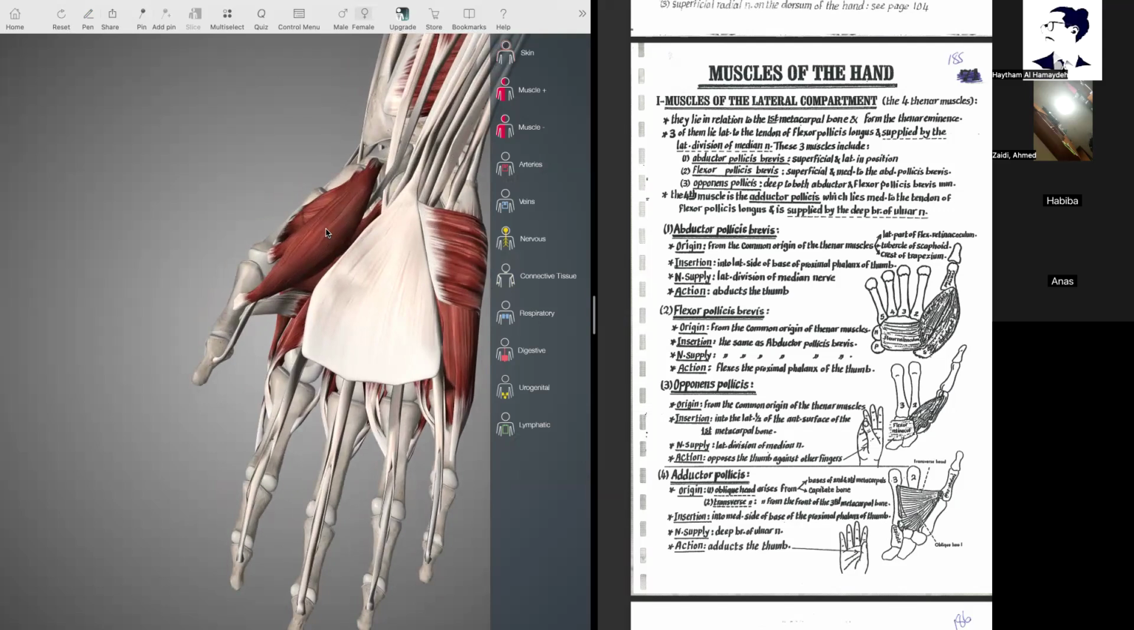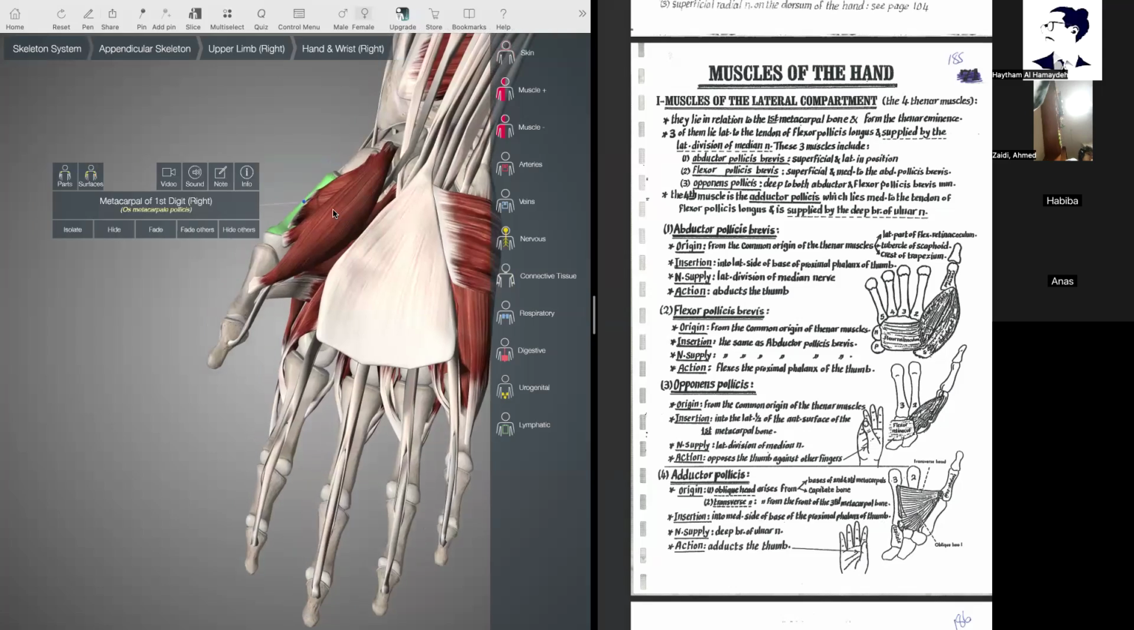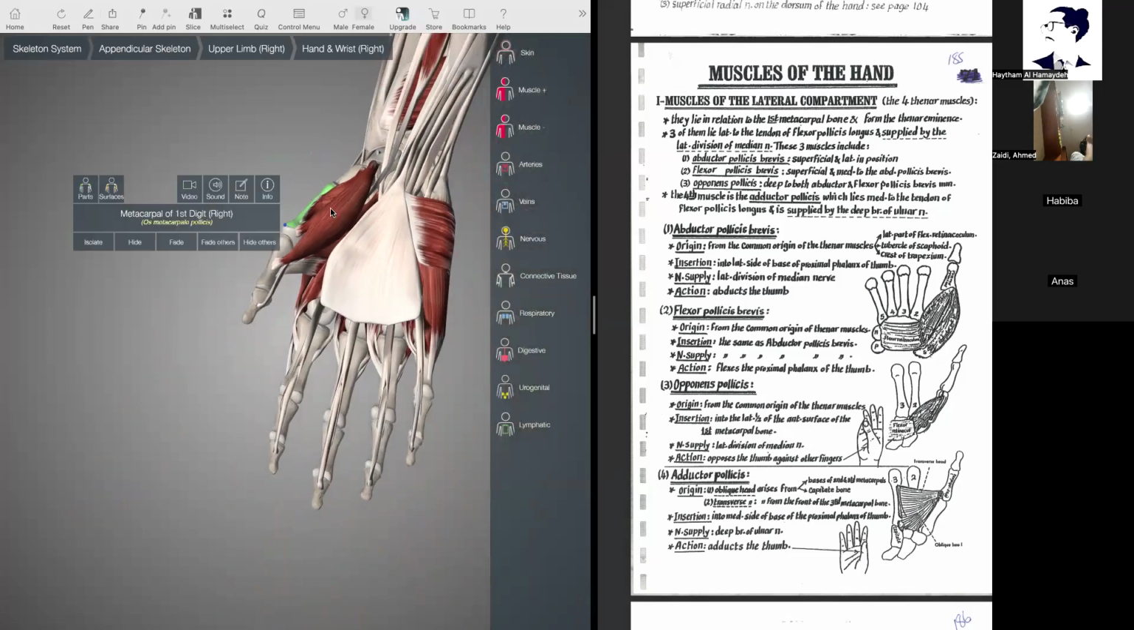The next note is four thenar muscles. And the next note about them is that they are found close to the first metacarpal bone. And this bulge that I talked about is called the thenar eminence. And right here, they are supplied by the median nerve.